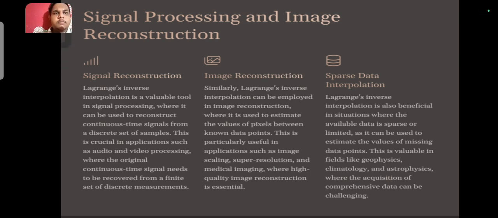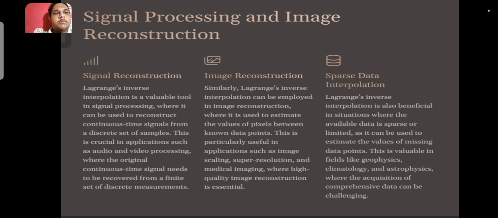Image reconstruction. Similarly, Lagrange inverse interpolation can be employed in image reconstruction where it is used to estimate the values of pixels between known data points. This is particularly useful in applications such as image scaling, super resolution, and medical imaging, where high quality image reconstruction is essential. Sparse data interpolation.